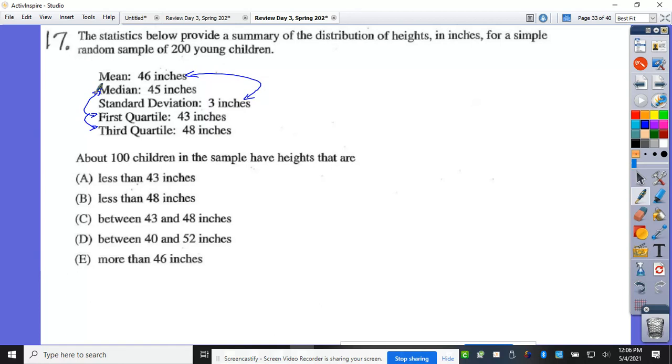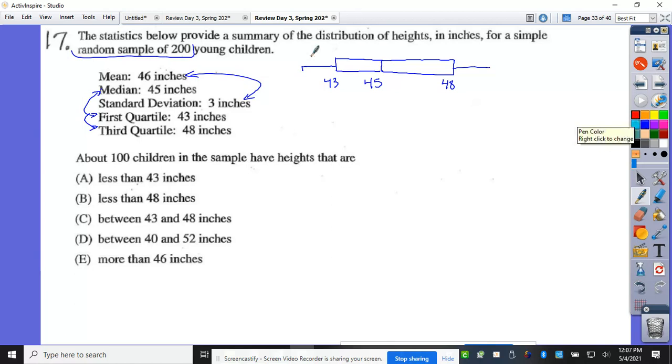So let's start with the median one, and let's do a box plot-ish. It tells us that there are 200. So if I have a box plot, I don't know what my number line is, and it doesn't have to be drawn to scale, but I can kind of think ahead here a little bit. So my median is 45, my Q1 is 43, my Q3 is 48. So using these 3 numbers, well, 43 is up there. If I have 200 of each, what percent is here? 25%, which was 25% of 200.